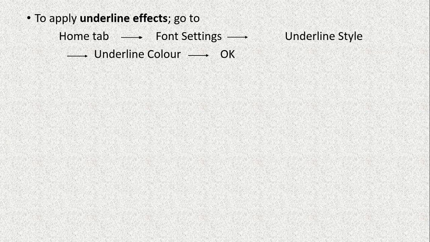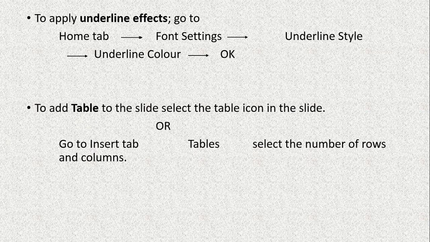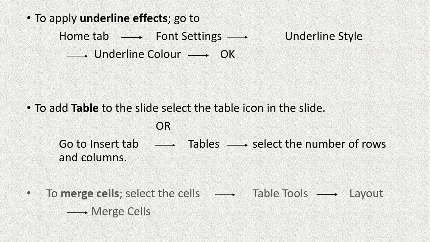on OK. To add table to the slide, select the table icon in the slide. Or, go to Insert tab, Tables. Select the number of rows and columns. To merge cells, select the cells. Then go to Table Tools, Layout, and Merge Cells.